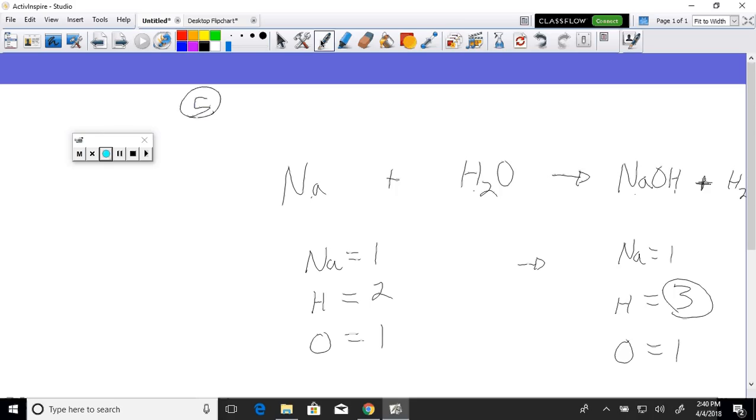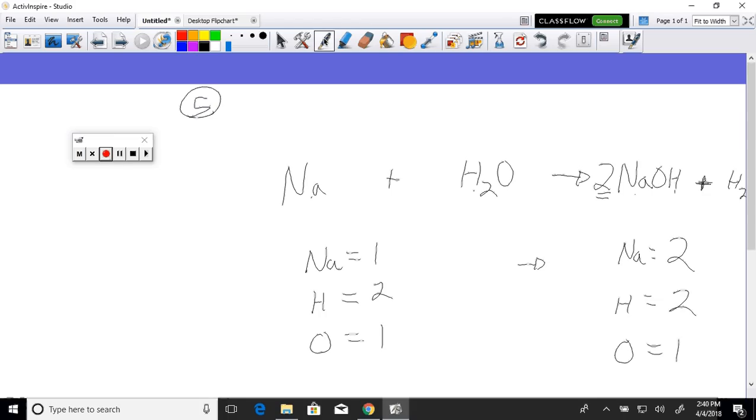As a word of advice, odd numbers are very difficult to work with. As soon as you can, change them into even numbers. So how am I going to do that? Well, if I put a 2 in front of NaOH, that will change the number of hydrogens I will have on this side to 2. But what else will it do? It will also change the number of sodiums I have to 2.